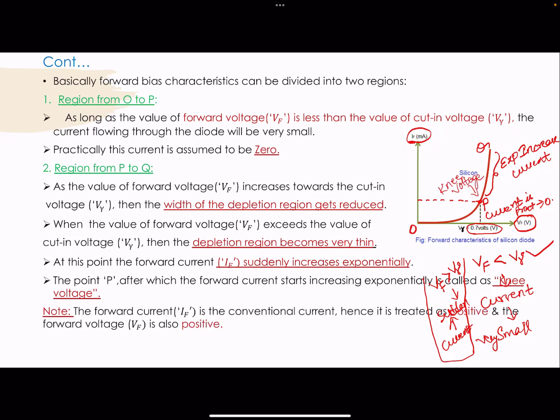The important point to be noted is that the forward current If is the conventional current, hence it is treated as positive, and the forward voltage Vf is also positive. Hence the forward characteristics are plotted in the first quadrant. So this is the first quadrant over which the forward characteristics of the PN junction are plotted. So this is how the forward characteristics of the PN junction are plotted.